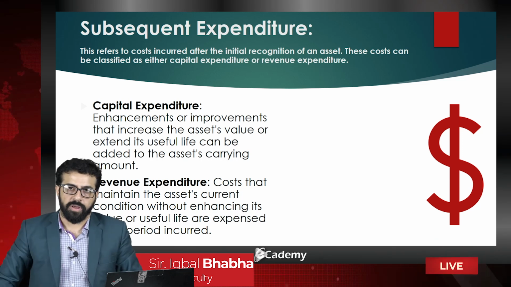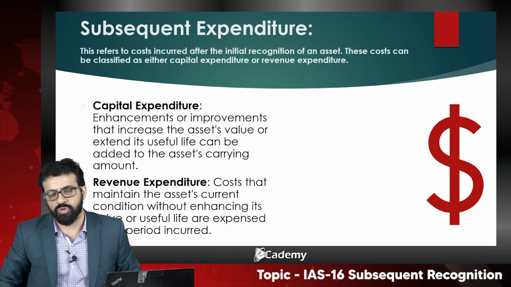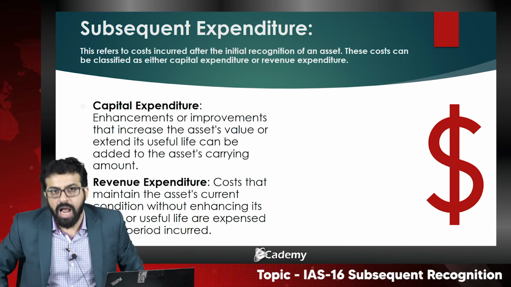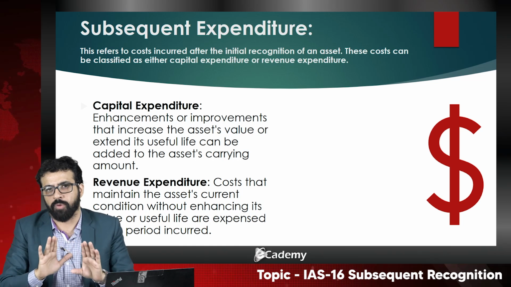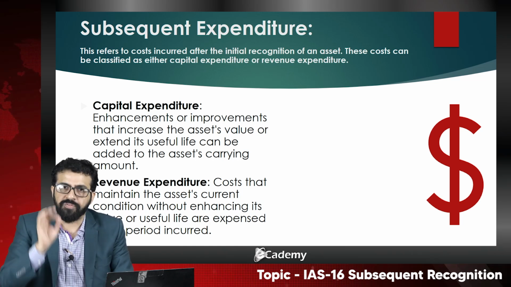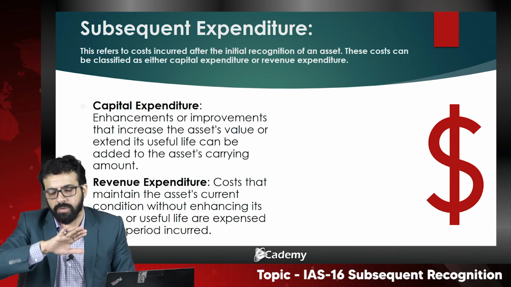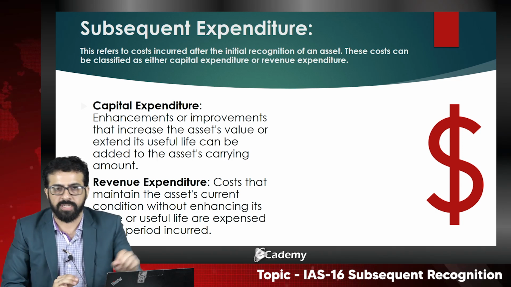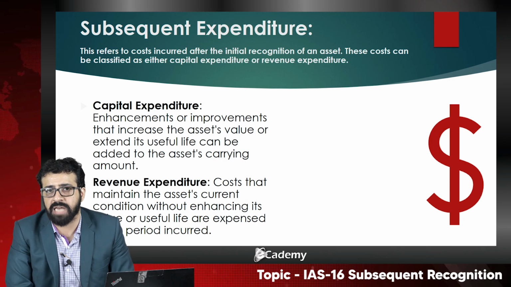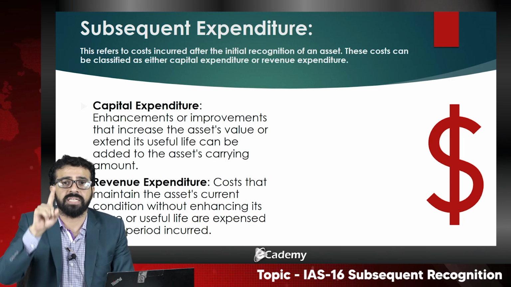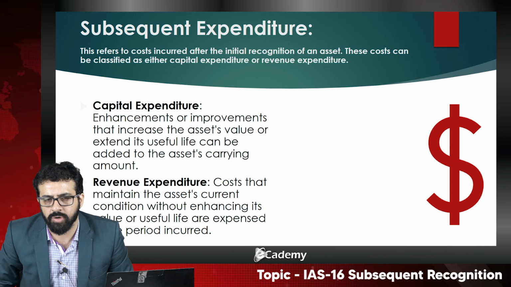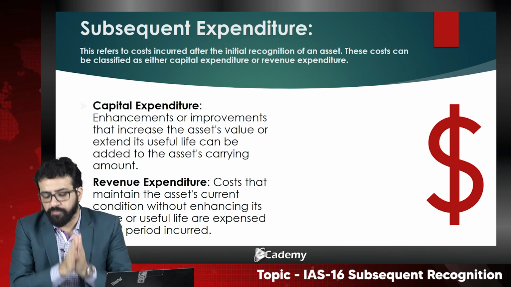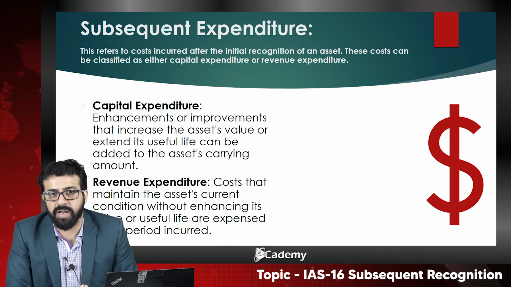So let me be very basic to you. You just need to pay attention, pay focus. I need a crystal clear focus from you. After the initial recognition of an asset, as stated in the previous slide, we have recorded our asset by the amount of 5,19,000.